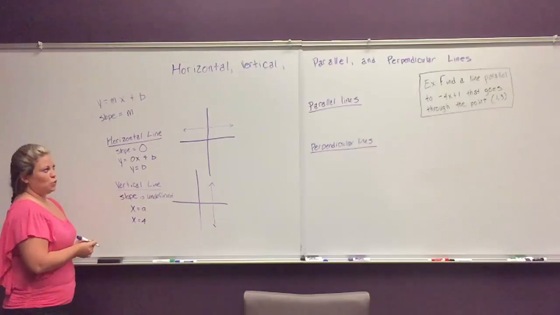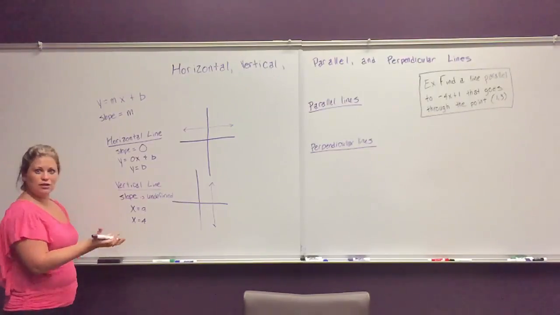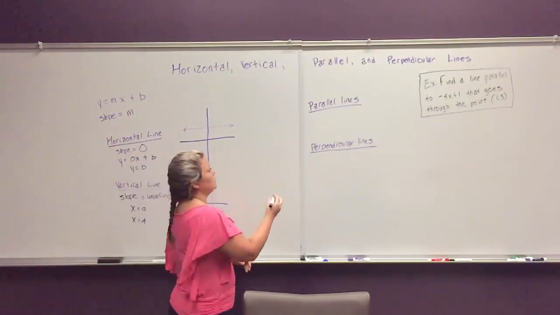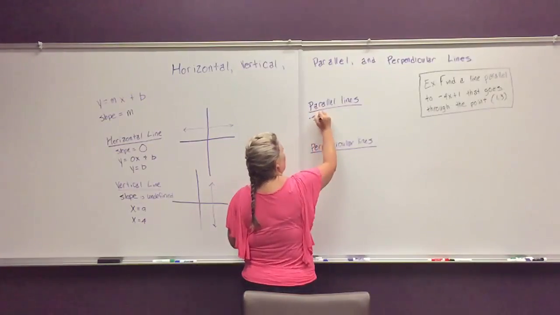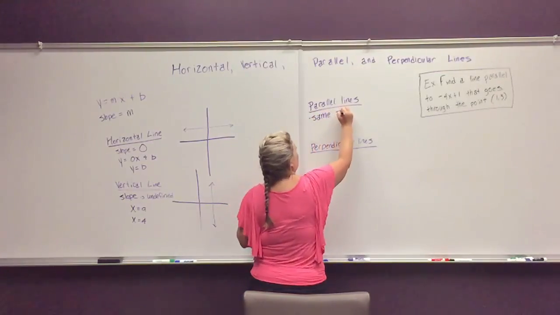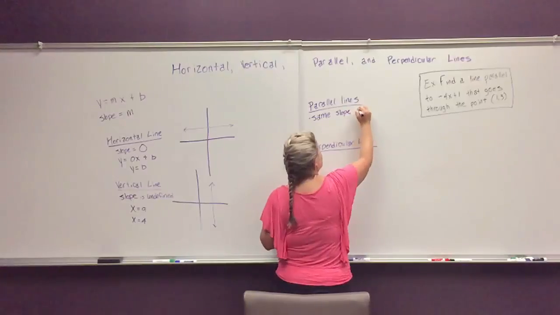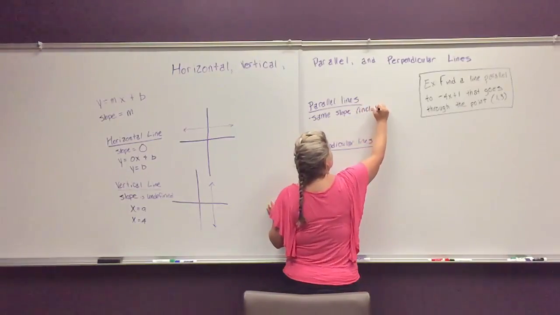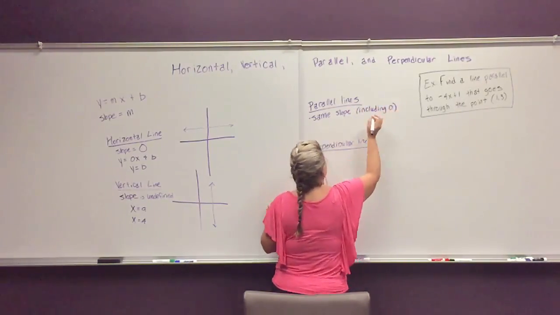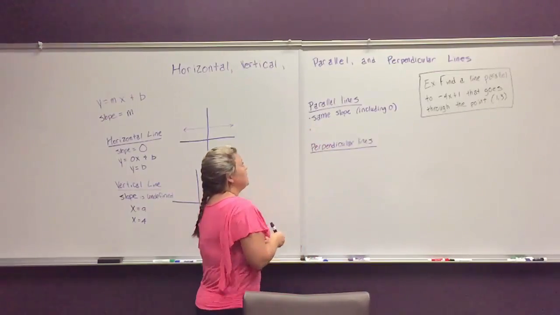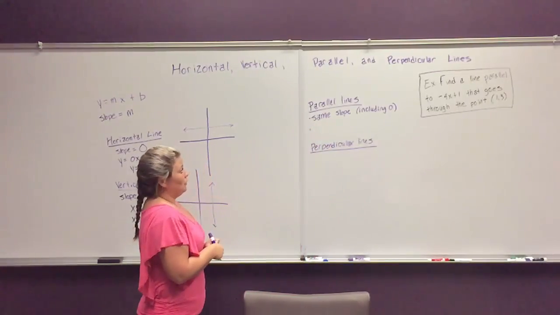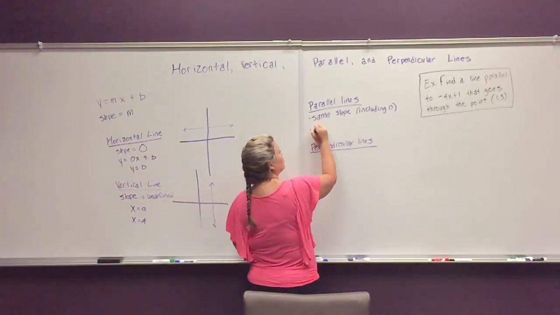Then, when we get to parallel lines, we're still talking about slope. With parallel lines, they have the exact same slope, including 0. Then, another example of parallel lines would be if both slopes are undefined.